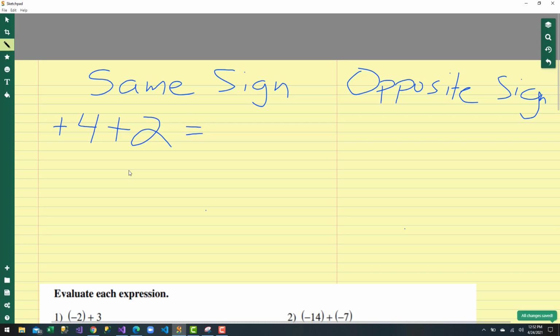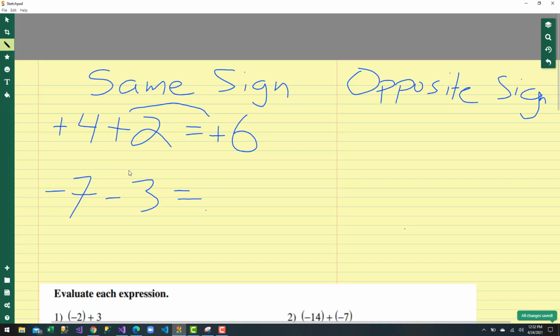Let's take another example of same sign. If I have negative 7 minus 3, notice both the 7 and 3, these integers, have the same sign. Both are negative. So when it comes to same sign, here's the trick. Just add the numbers. So 4 plus 2 is 6. And copy the same sign, which is positive. So the answer is positive 6.